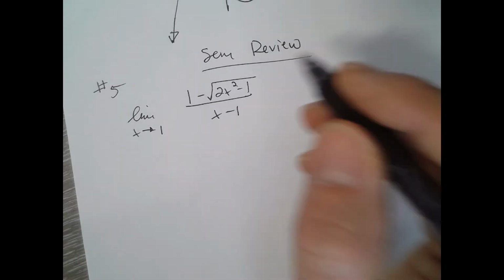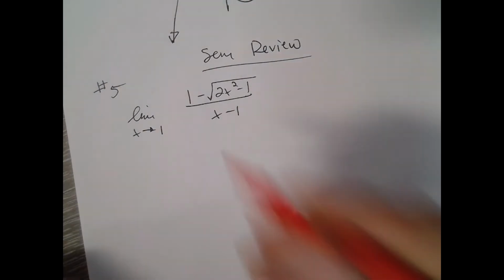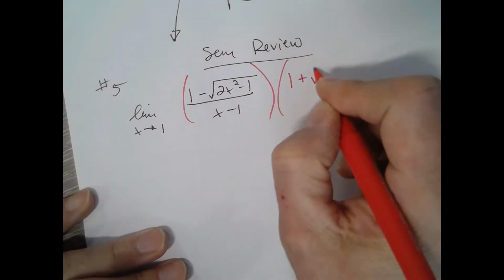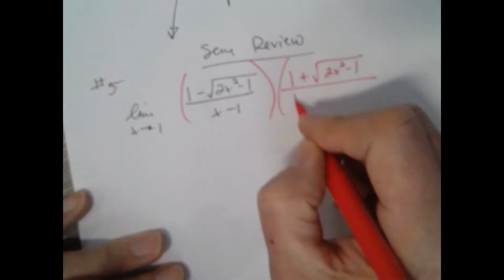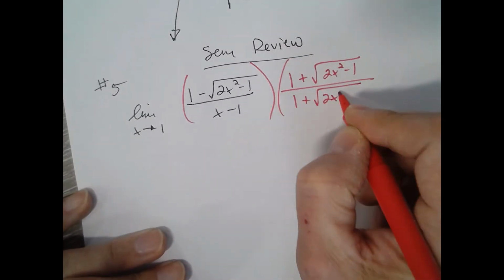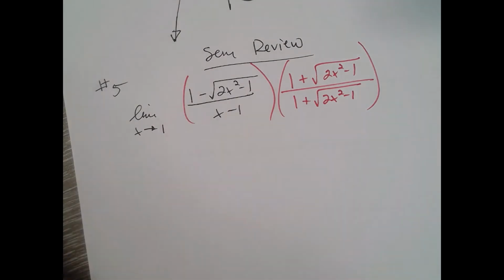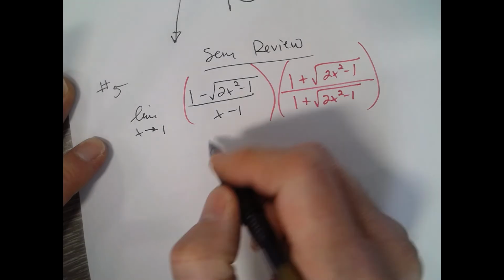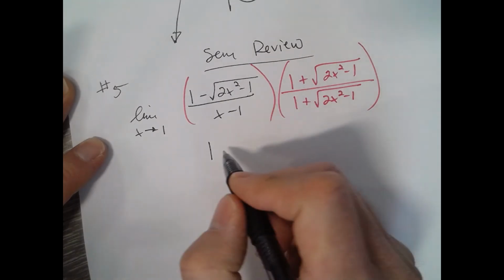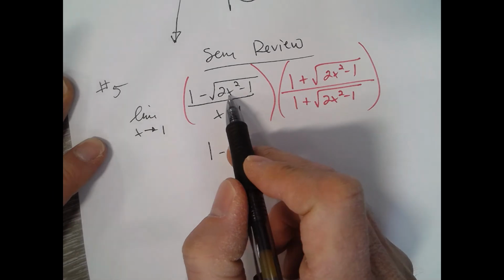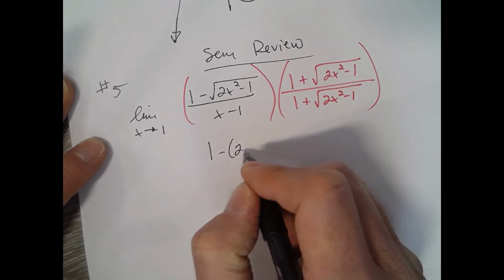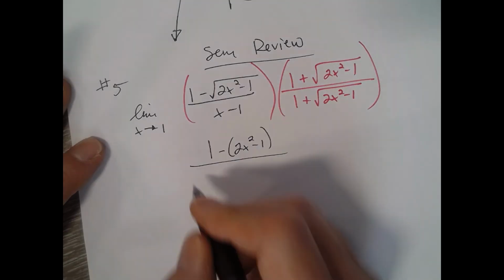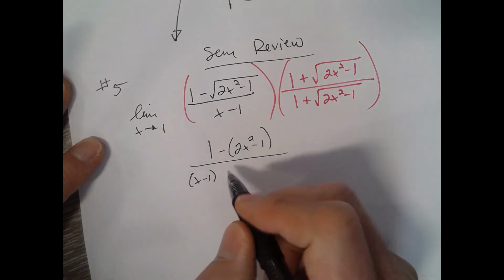Okay, so we're going to manipulate that expression. Multiply the top and bottom by 1 plus the square root of 2x squared minus 1. So foiling out the top, I get 1 minus the square root of 2x squared minus 1, squared, so it's just 2x squared minus 1. That's our new top. In the bottom, I'm going to leave it in factored form with the hopes of crossing something off at some point.